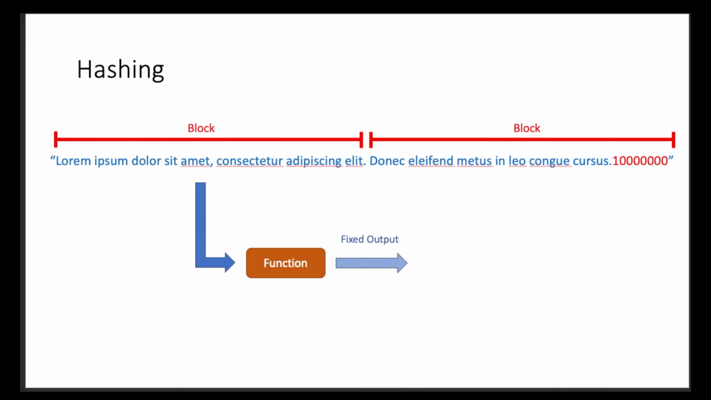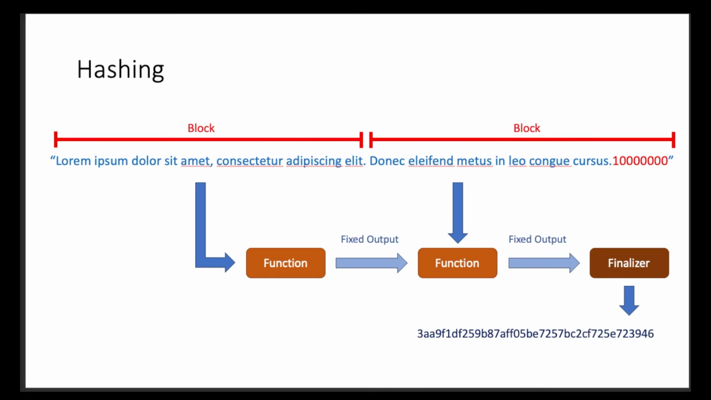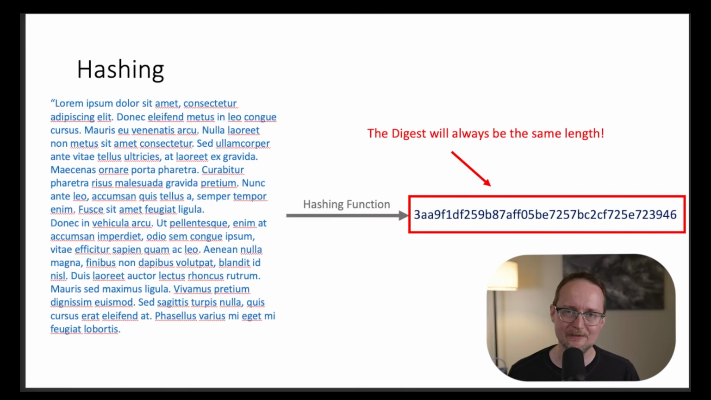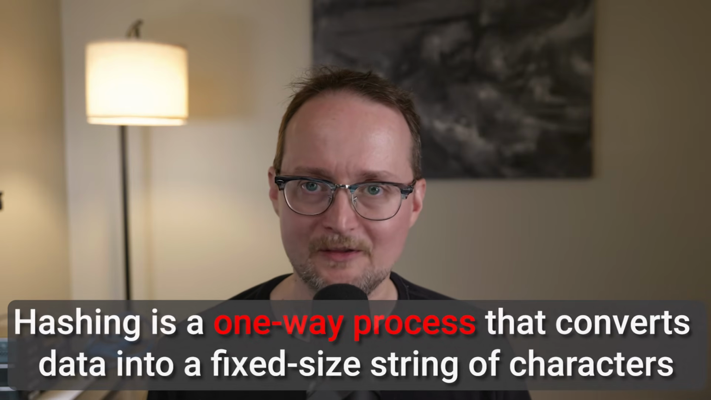So the way the hashing function works is each block is sent to a function which produces a fixed output. The output is then chained to the next block, and the last block's output is then sent to a finalizer, which produces the final hash digest. Now, it's worth repeating here, the size of the text being fed into the hashing function could be huge, could be many, many gigabytes worth of data, but the digest that's produced would be the same length in terms of bits. Now let's talk about the first part of the hashing definition, a one-way process.